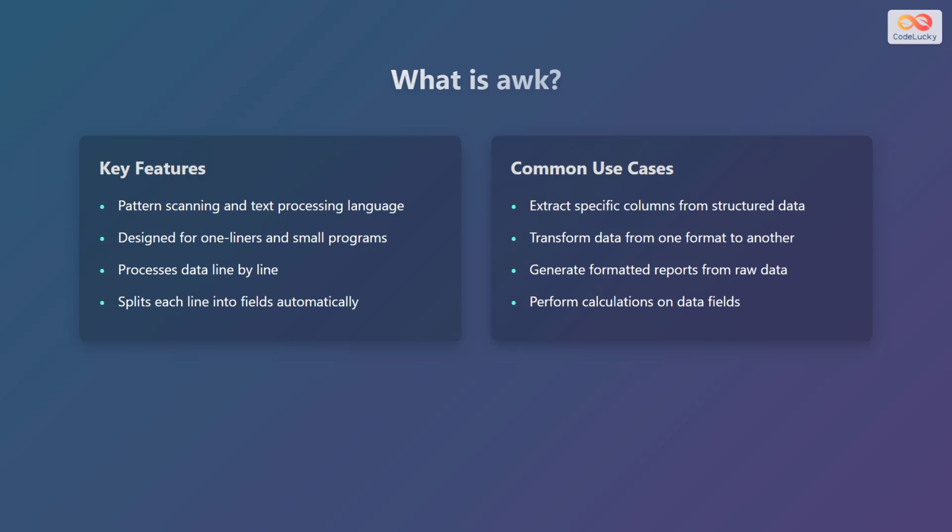It processes data line by line and automatically splits each line into fields. Common uses of awk are to extract specific columns from structured data, to transform data from one format to another, to generate formatted reports from raw data, and to perform calculations on data fields.